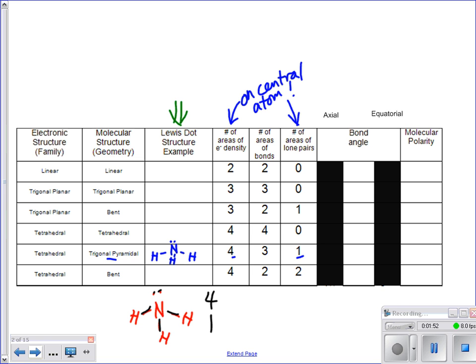Another example for us, what if we had something like the carbonate polyatomic ion? In this example, I'm just going to avoid putting my brackets and my charge right now, but that's what it looks like. As far as our areas of electron density, what I want you to see is you've got 1, 2, 3. That double bond counts as 1 area of electron density on that central atom. So you've got 3 areas of electron density on the central atom with 0 lone pairs, and that gives us trigonal planar.